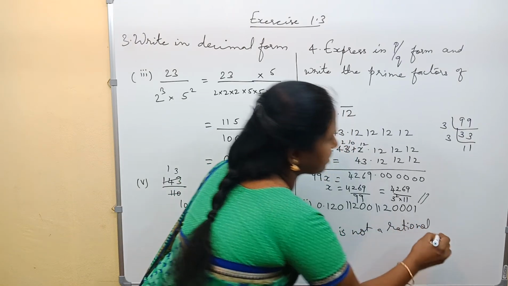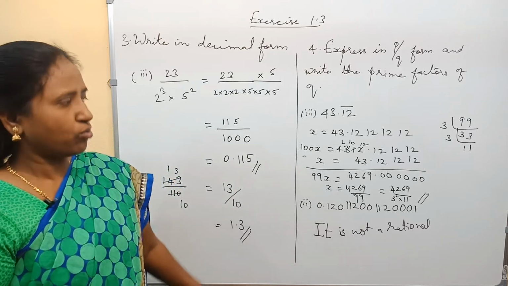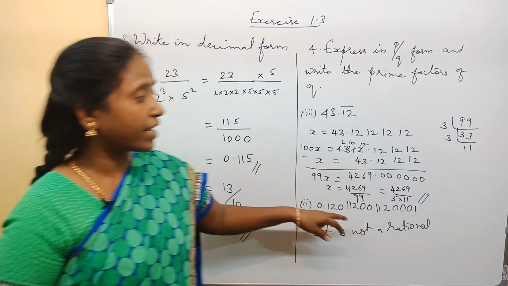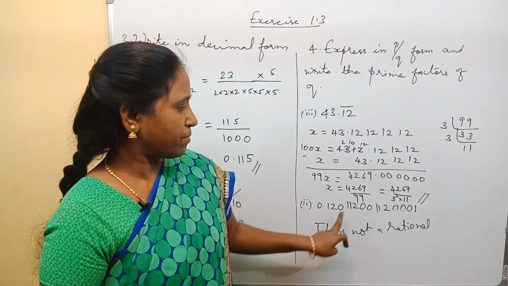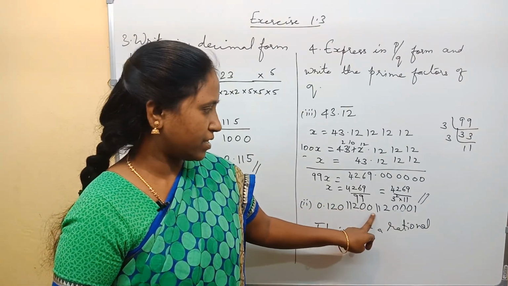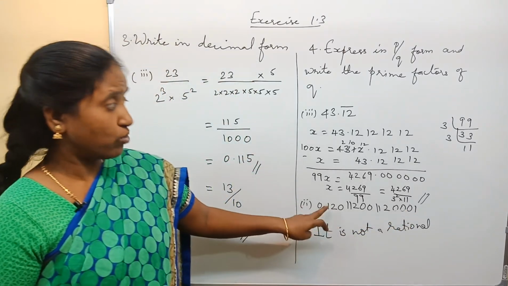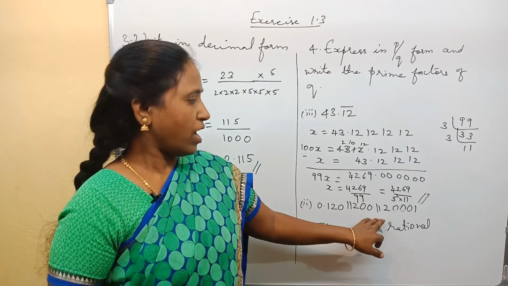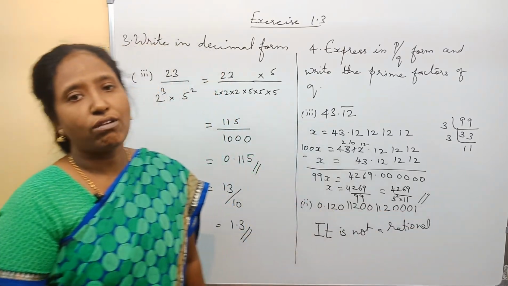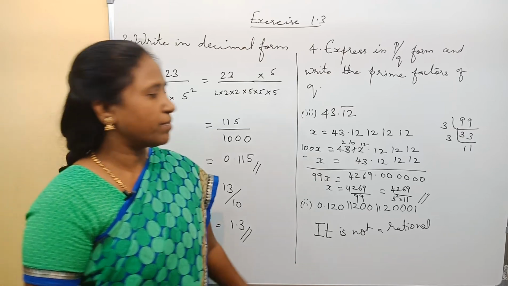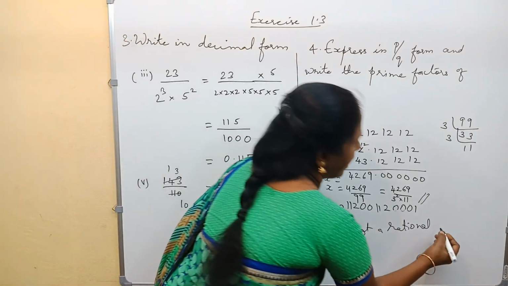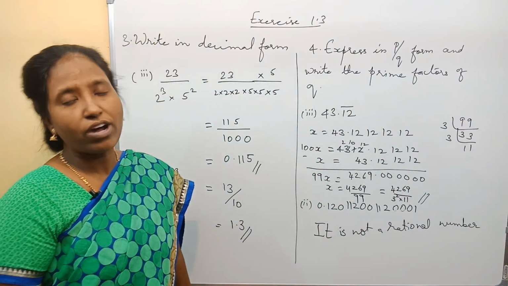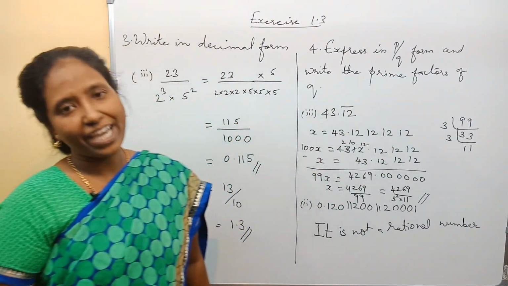because it cannot be expressed in the form of P by Q, because for expressing in P by Q you should have a recurring decimal. It should be repeating the same number. Here 120 and here again another number, here again another number. Though the same numbers are there, they are different. Here 120, 11200 and 112000. It's not a repeating recurring decimal form, so it is not a rational number. So you can call it an irrational number which cannot be expressed in the form of P by Q.